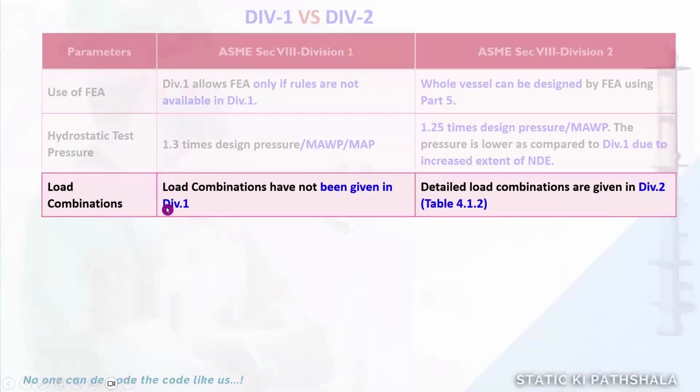Load combinations. In UG-22, various loads have been mentioned. But how do the load combinations work together? What are the load cases that you have to consider when you are going to perform the combined loading calculations? Division 1 has not given any of those. But in Division 2, they have given the load combinations in detail in Table 4.1.2. Let's have a look at it.